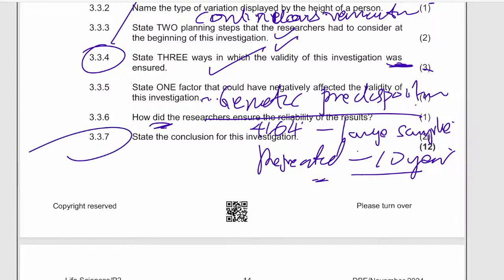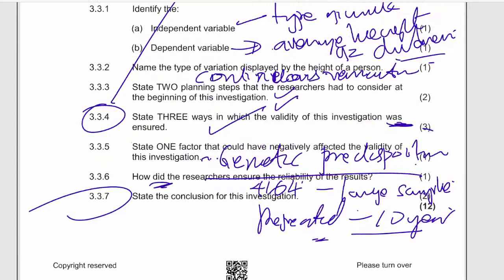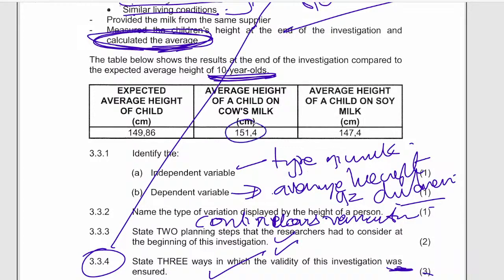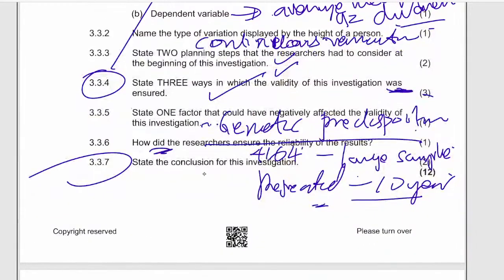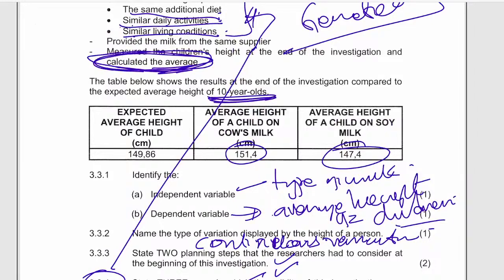Let's go to question 3.7. State the conclusion of this investigation. You see it here. Which one was higher? Children who drank cow milk had a higher average height compared to the child or children who drank soy milk.